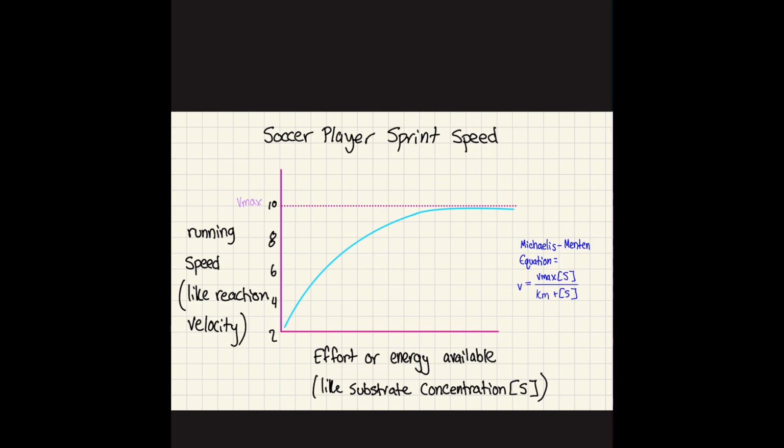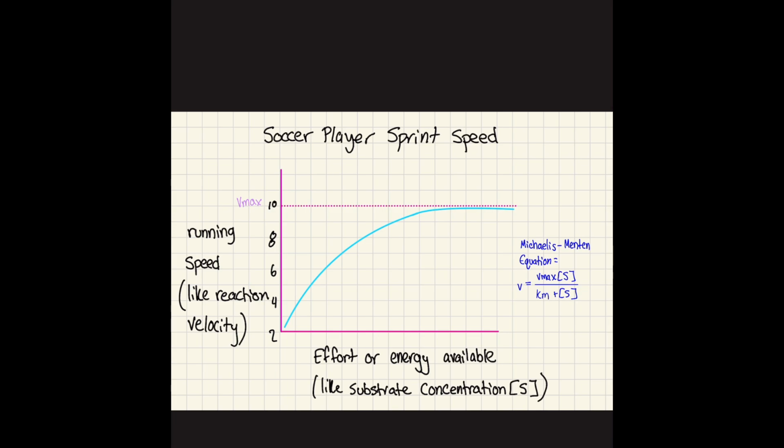The Km is the substrate concentration at half the Vmax, also known as the effort or energy available at half of the max running speed. We see that right here, the Vmax we're saying is 10, so we go to 5, we go over here. Over here would be the estimate of Km.